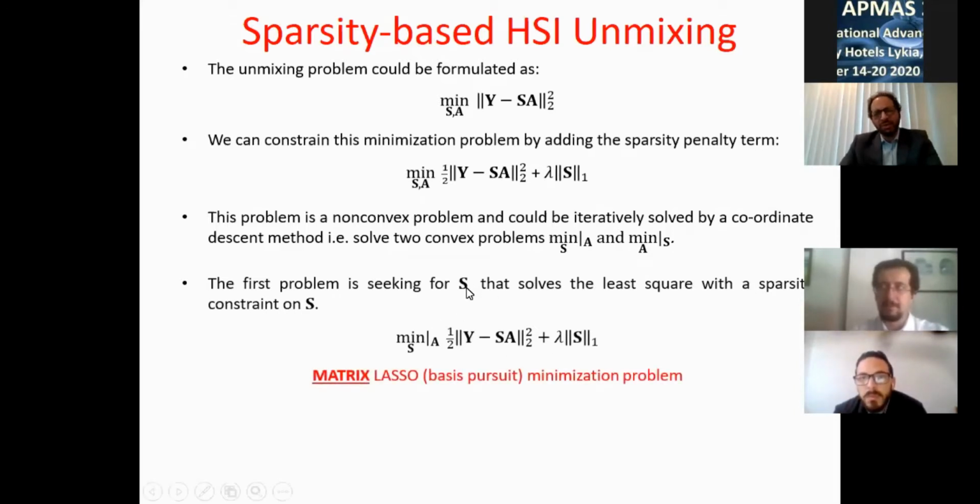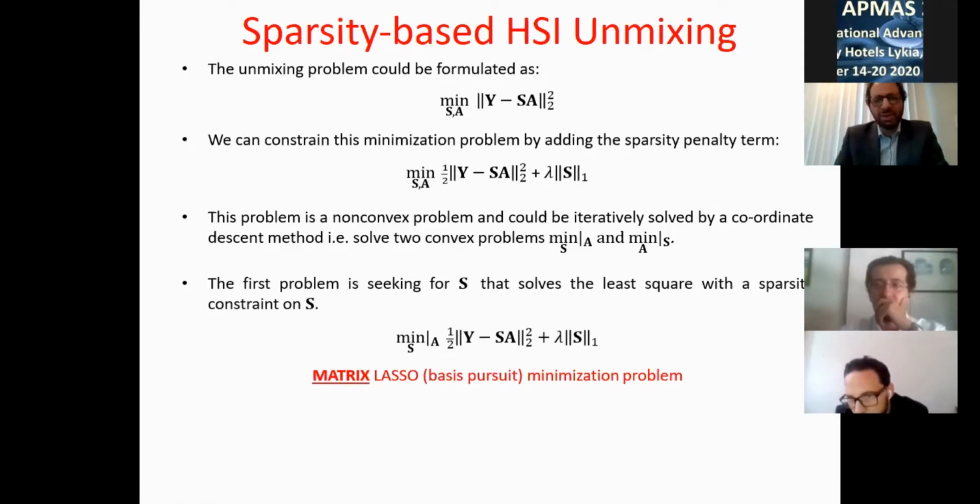So the first problem is we're seeking the endmembers. We're looking for these spectra by solving a least squares problem with a sparsity constraint. And as I said, the sparsity constraint comes from the idea that we need to make the solution unique. However, there's a big problem here, and this is the main difficulty I'm about to share with you. This is a straightforward least squares problem. However, it's a matrix least squares problem.